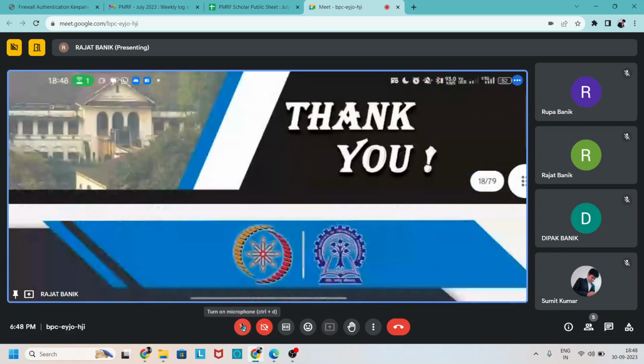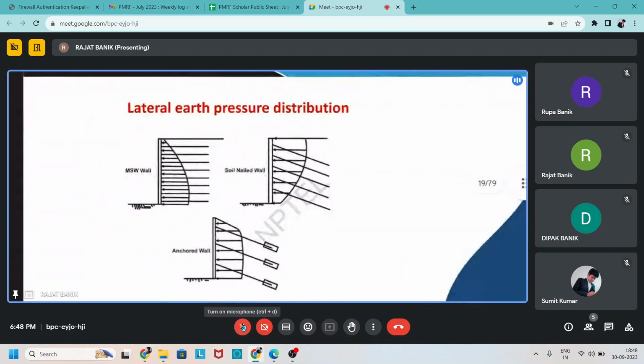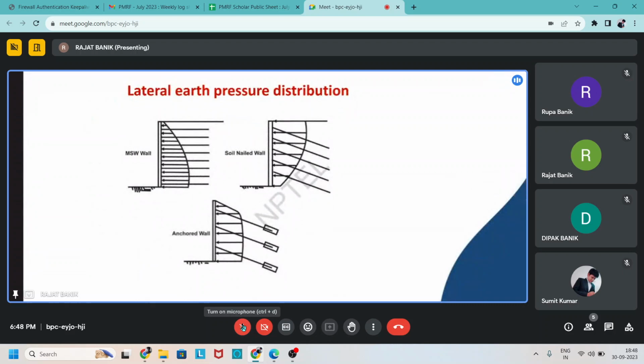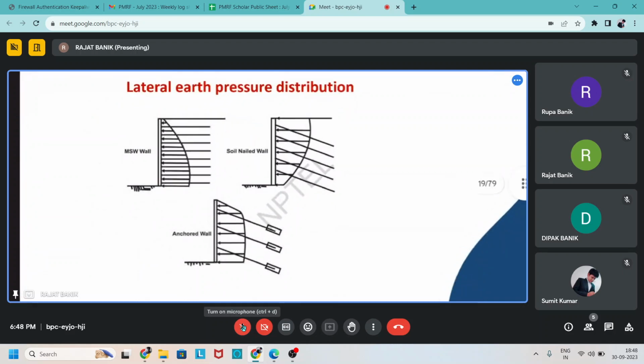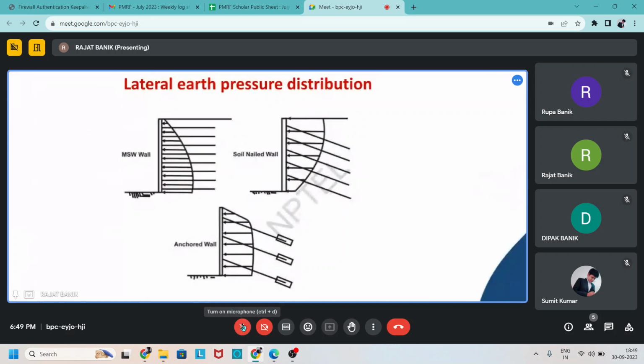Now we discuss the different pressure distributions for different arrangements. Here the pressure distribution is given for different arrangements. The first one is for the mechanically stabilized wall, the second one is for the soil nailed wall, and the third one is for the anchorage wall.